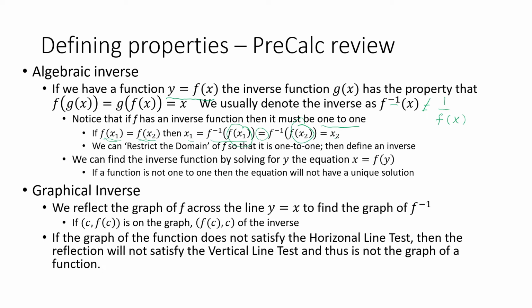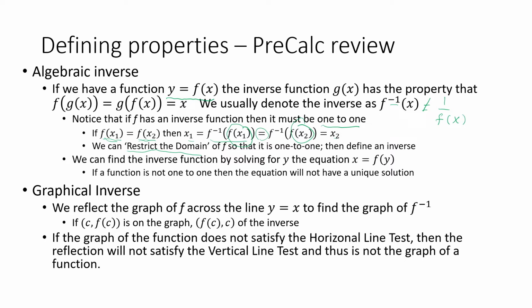Oftentimes, if you don't have a 1-to-1 function, we restrict the domain of f so that it is a 1-to-1 function, and then we define an inverse. You had to do this when you defined the inverse trig functions, for example, and even all the way back to the square root function. Square root is supposed to be the inverse of x squared, but x squared is not 1-to-1, so first you restrict the domain and say we're only going to look at positive numbers.